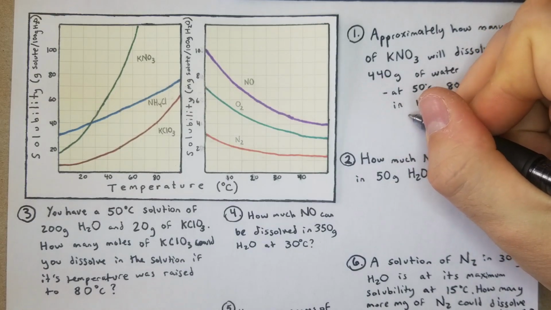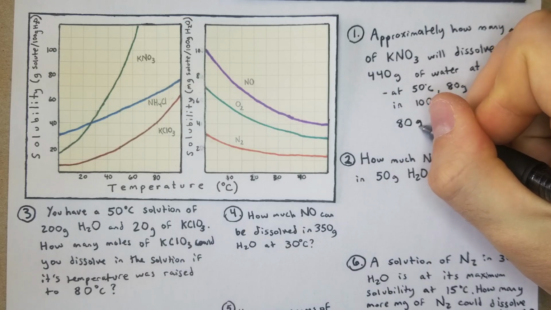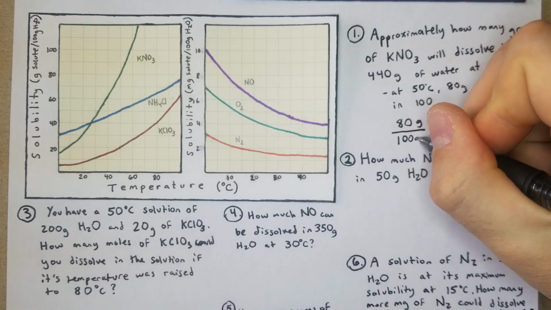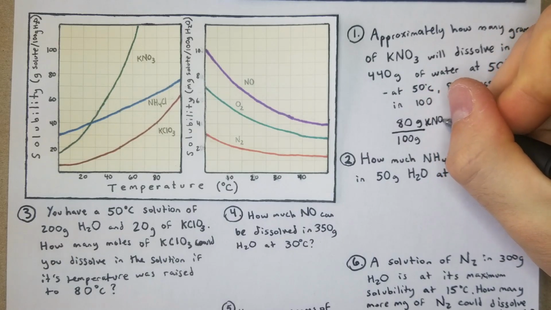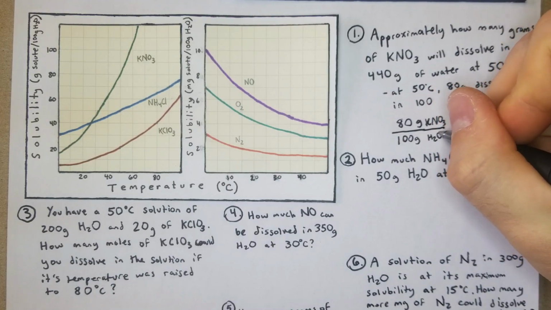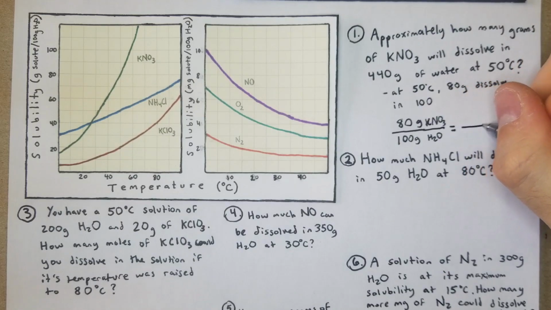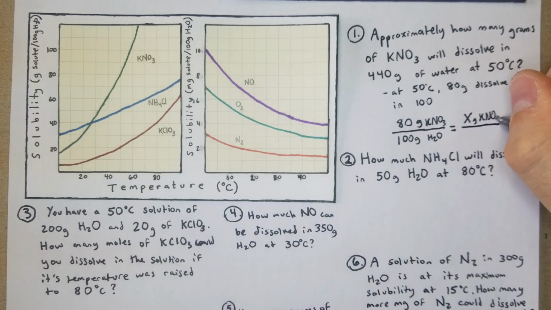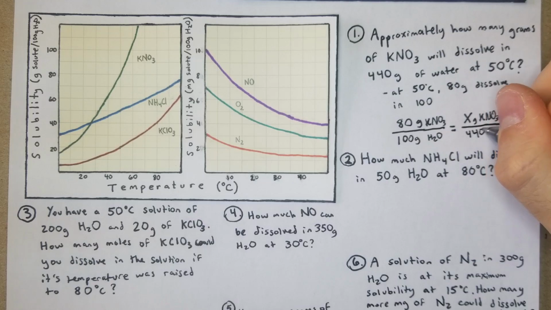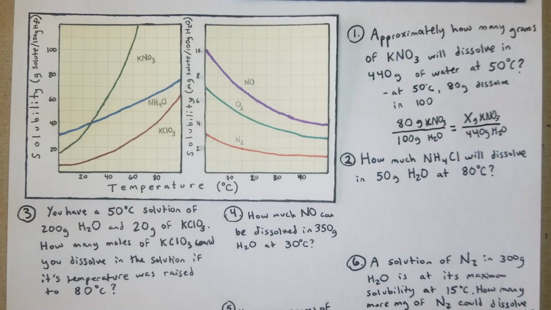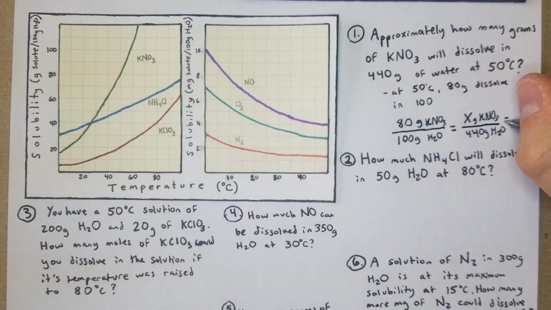So now we just set up a proportion. So we have 80 grams over 100 grams, and that's of the KNO3, per 100 grams of H2O, and that's going to be equal to X grams KNO3 per 440 grams of water. Now we're just going to do that calculation. We're going to cross multiply and divide, and we're going to get 352 grams KNO3.